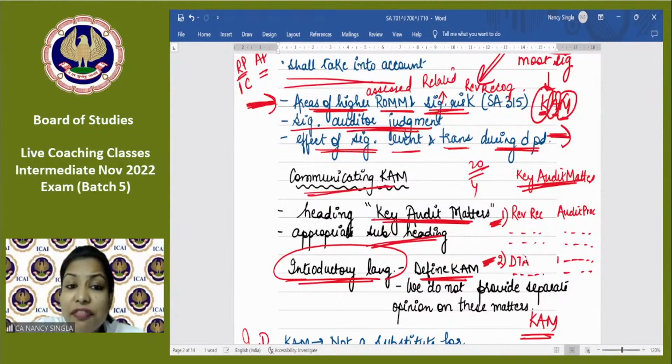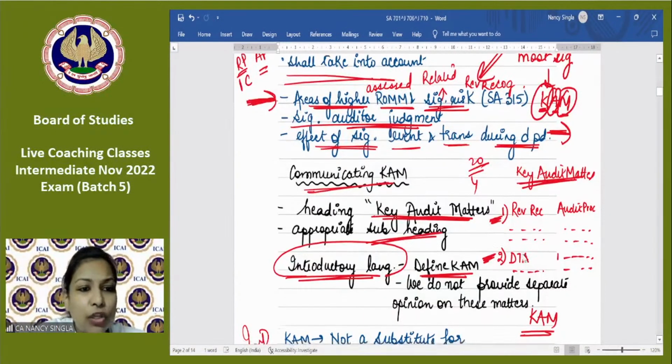So if there is a significant event or transaction that happened during the year, suppose any merger or acquisition happened during the year, the auditor discussed that with those charged with governance. Auditor feels that this is of most significance. The users of my audit report should know, he can mention it as the key audit matter.